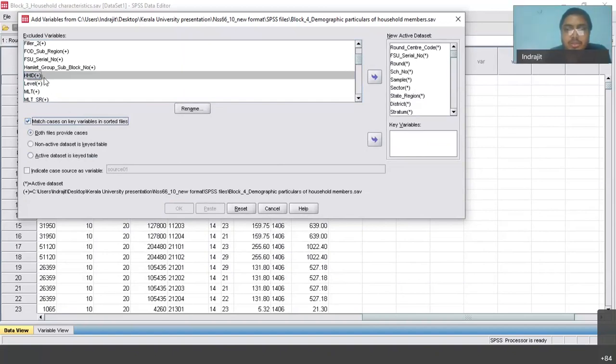But I have clicked there also. I have three options here: both files provide cases, non-active data set is key table, active data set is key table. Here, which option should I click? Mr. Devi Prasad?